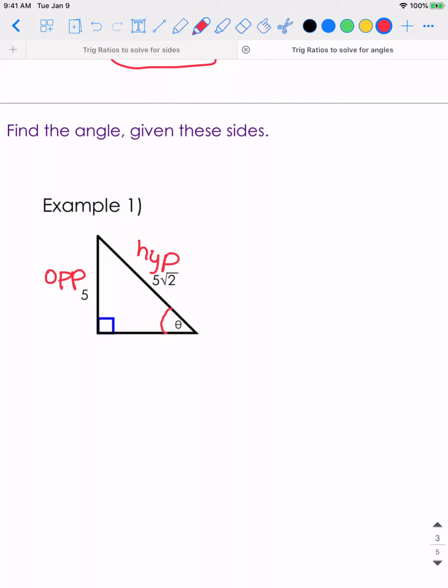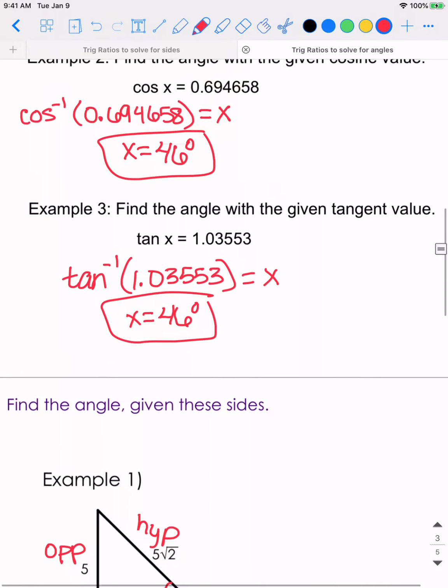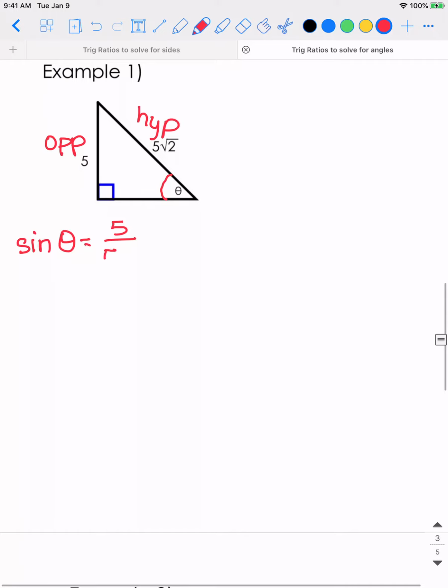Okay, we're going to use sine. So we're going to have sine of theta, that's our angle measurement, is equal to opposite over the hypotenuse. And we're going to type this into our calculator. So when we're typing it into our calculator, well, first we got to take the inverse of it. I'm sorry, I'm skipping ahead. So we need to find the inverse of sine of 5 over 5 rad 2.